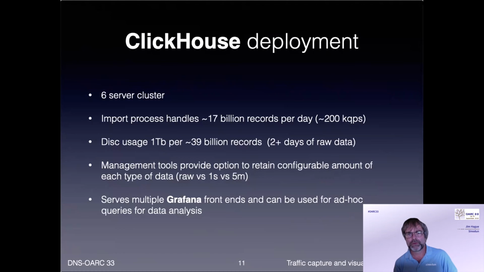The ClickHouse deployment for IMRS is a 6-server cluster. The import process, as we've said, is handling roughly 17 billion records every day. Disk usage currently is working out at about 1 terabyte per 39 billion records, which is a bit over 2 days of raw data. The management tools that we provide, which again are these small Python programs, provide options to retain configurable amounts of each type of data. So we can have different data retention periods for each type of raw or aggregated data.